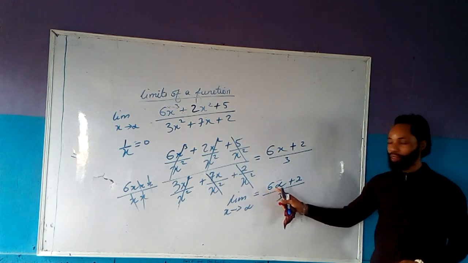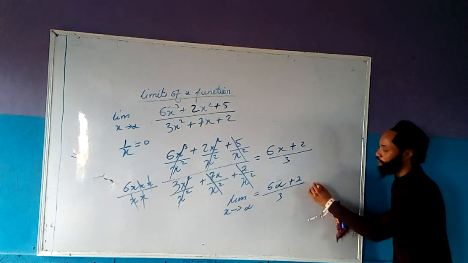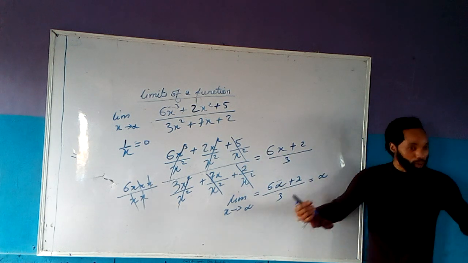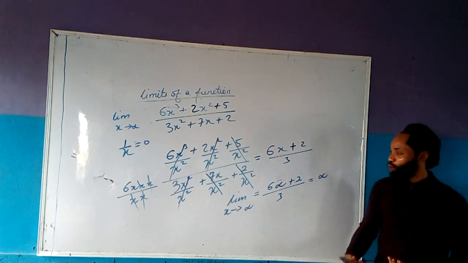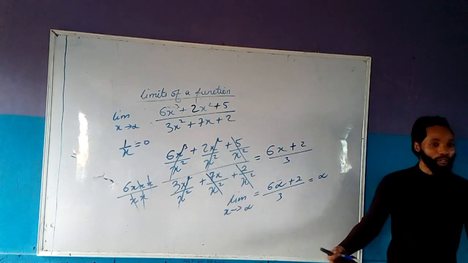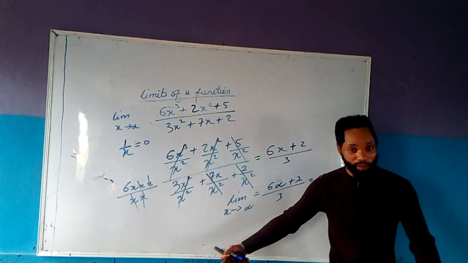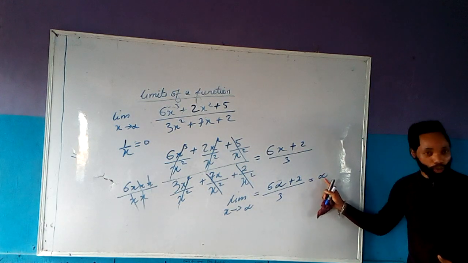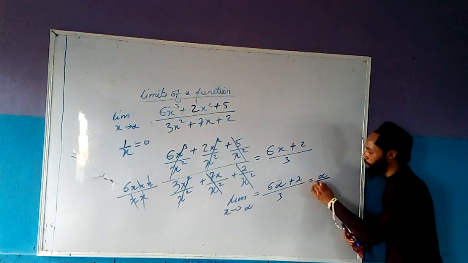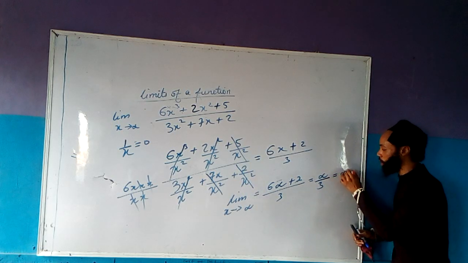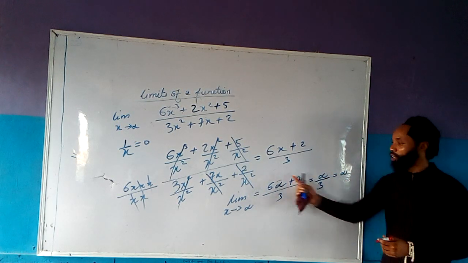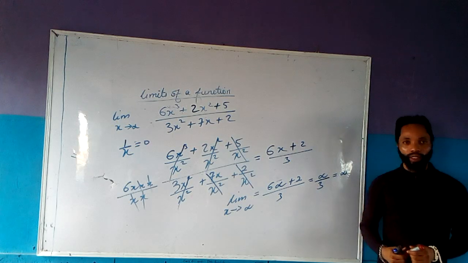6 times infinity plus 2. What will it give us? It's going to give us infinity, a big number. You're multiplying 1 million times 6, it's going to be 6 million plus 2. Is it not still a big number? So you end up having a very big number too. Are you with me? And you divide that big number by 3, you end up having what? Still a big number. So the value of this is infinity.